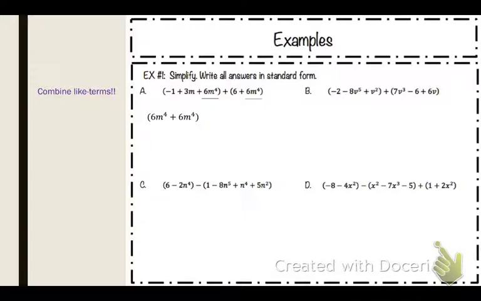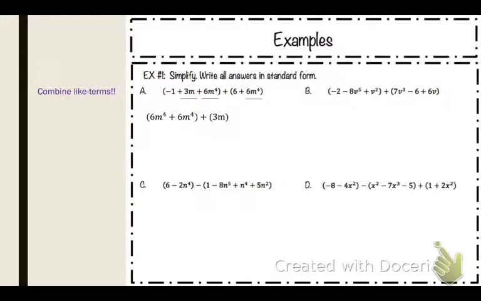Okay. Now let's look for the next highest exponent. We don't have anything to the third power, nothing to the second power. We do have 1 to the first power. We have 3m. So we're just going to add 3m. The 3m's all by itself.